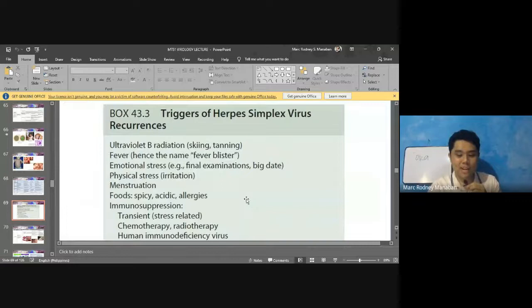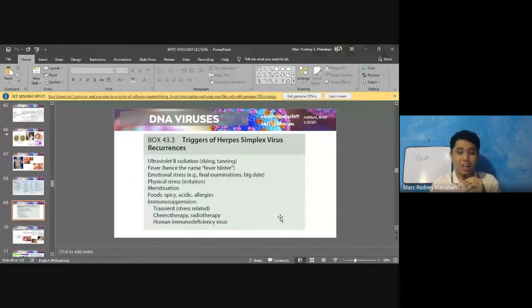Now again, sa mga triggers sa reactivation of your herpes virus, diba? As mentioned, pwede siyang reactivate because of the site of latency. Again, sa mga triggers: ultraviolet radiation, emotional stress, dears, final exam, and big date. Nako, ayan. So, ang kompre, that is a trigger for HSV infection. So, be careful, especially those na naka-chicken pox, and those na naka-experience with HSV infection before. Alright, aside from that, menstruation, immunosuppression. So, these are some triggers, usually from the environment niya.